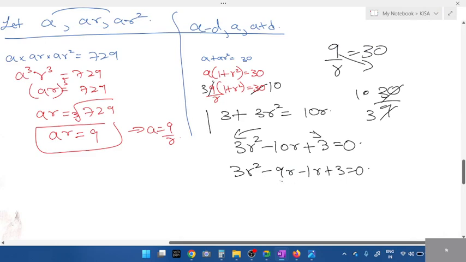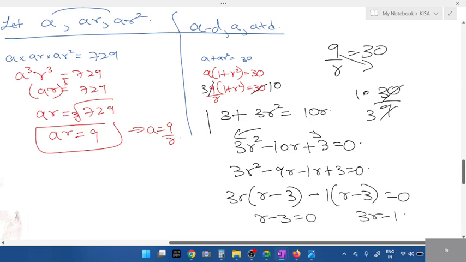Okay, complete this. Find the quadratic. 3R is common, R minus 3. Minus 1 is common, R minus 3 is equal to 0. So R minus 3 is equal to 0, and 3R minus 1 is equal to 0. R is positive. So we have two values, 3 and 1 by 3. Make a note. Complete it till here.